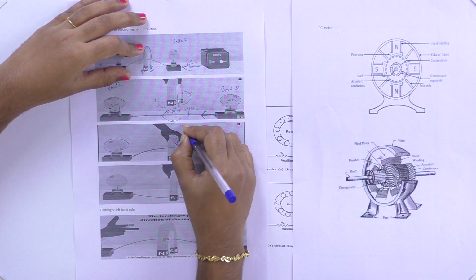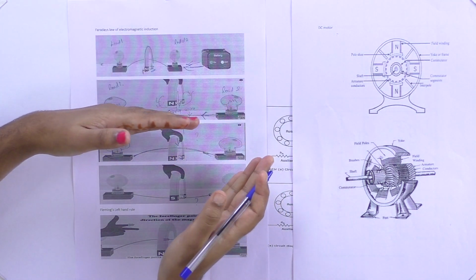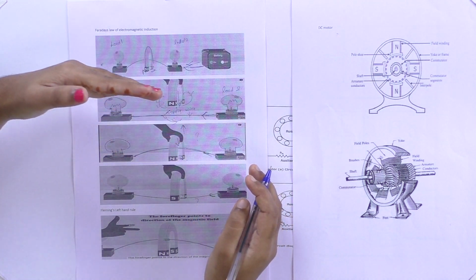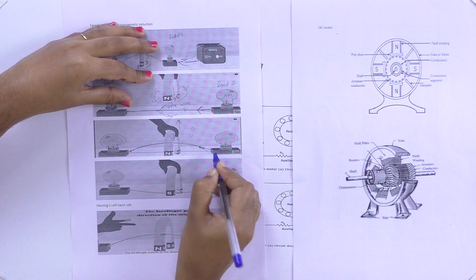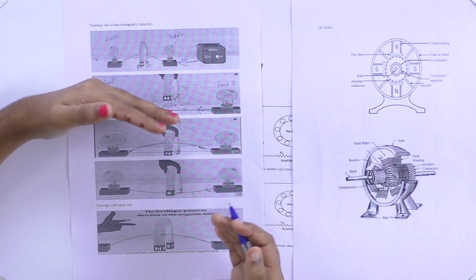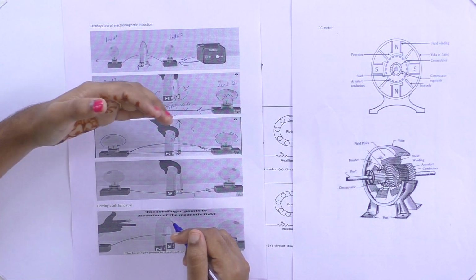When you remove this, when you keep the magnet at a distance away from the coil, it will behave in the same manner. It will reform its original form. It restores to its original form.